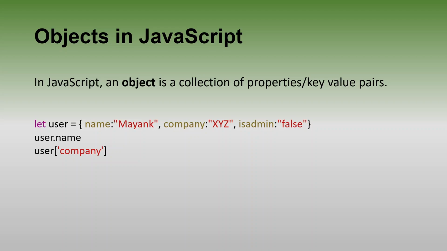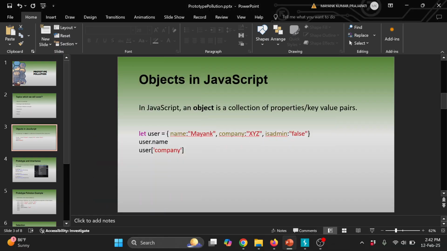When it comes to access, how do you access the properties of the user object? There are two ways. The first one is you can access the property of the object using the dot operator, and the second one is you can access the values of the keys present inside the object using square brackets. I will demonstrate it practically on the browser console.